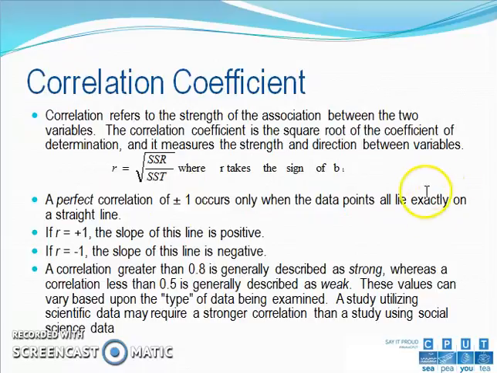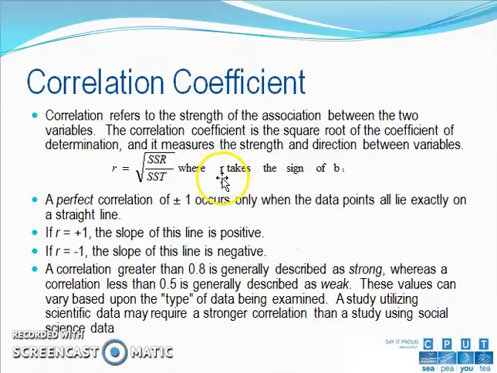Now there's another coefficient, which is the correlation coefficient, and that we calculate simply as r, and it's simply the square root of the coefficient of determination. So one way is to say SSR over SST and take the square root of that.